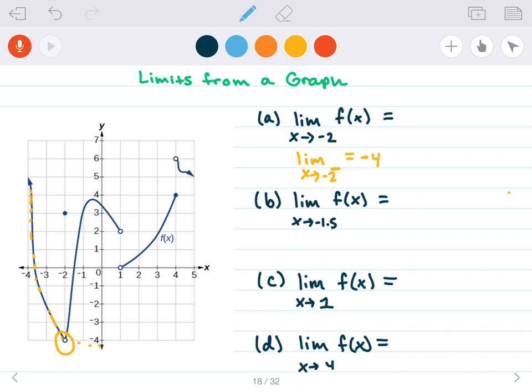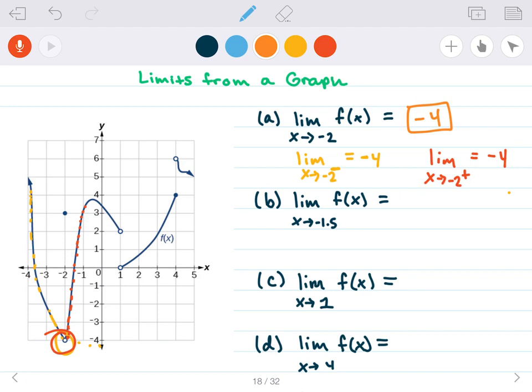Now let's look at the right-hand limit. The limit as x gets closer to -2 from the right. So this time we're coming from the right of -2. We're coming. And again, we're converging on y equals -4. And so the limit as x goes to -2 is equal to -4. That is my answer here. The left and the right hand limits are the same.